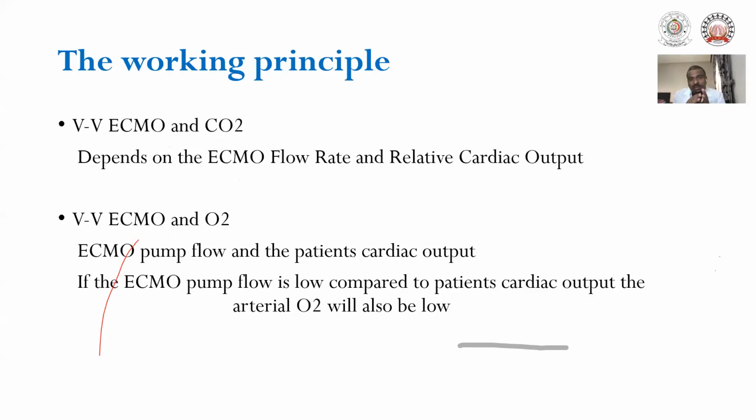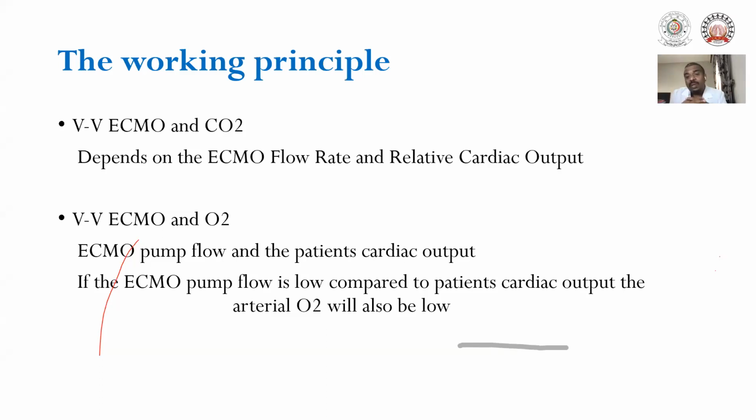VV ECMO is more efficient at removing CO2 from the blood than delivering oxygen. This is the first thing we all must understand. The amount of carbon dioxide removal depends on the ECMO flow rate. How much is the flow rate for the ECMO that you're maintaining relative to the patient's cardiac output? You need to have a definite cardiac output, because the heart is not at rest, it is working. Only the lung is at rest.